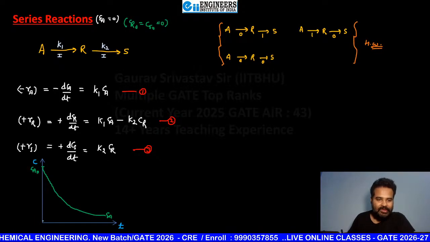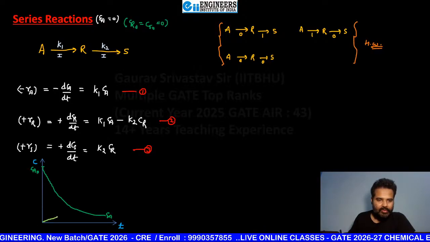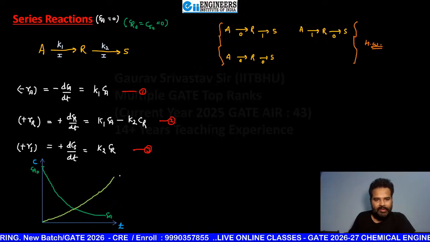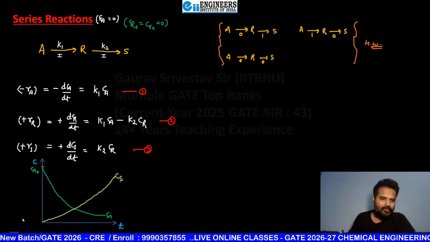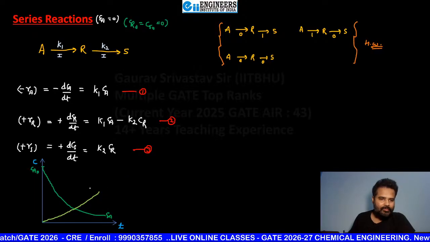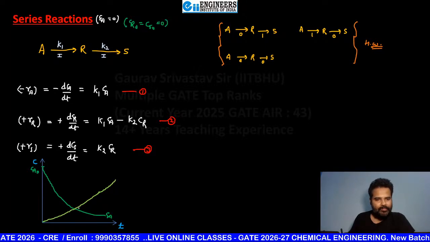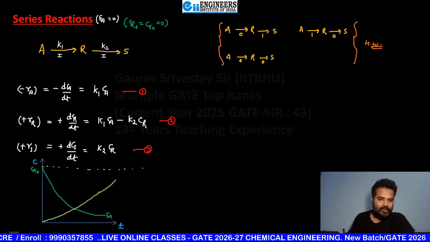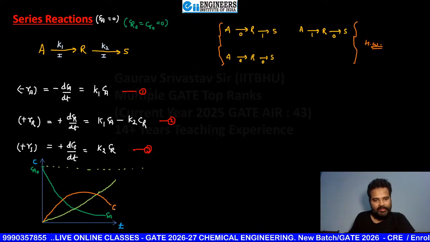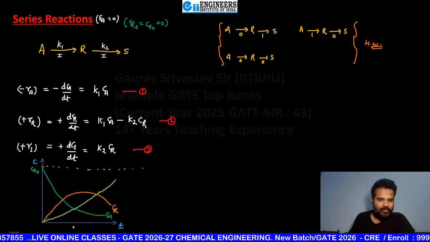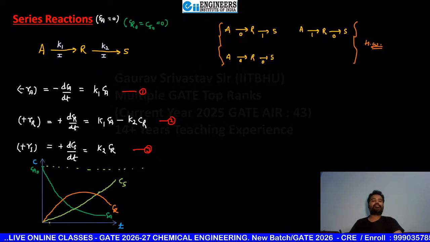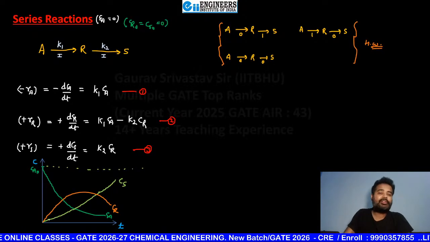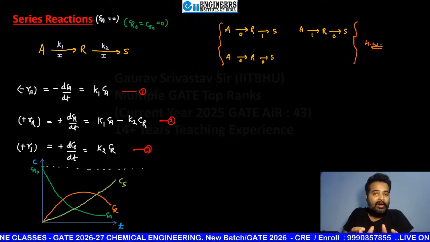Now, see here. The graph for S will be like this, and it can go up to this max, and the formation of R will be like this. Because S is forming initially at a slower rate, and then its rate will increase, because initially the amount of R is very less, then the amount of R will increase with respect to time.